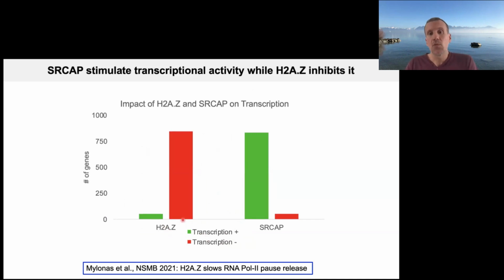And what you see is that indeed H2A.Z inhibits transcription of most genes, while SRCAP is actually stimulating the transcription of the genes. So all the genes that you saw downregulated in the first experiment of SRCAP loss were downregulated because SRCAP was lost, not because H2A.Z was lost. And so this impact of H2A.Z on transcription is well in line with this work from Laurie Boyes' lab, where they showed that if you deplete H2A.Z from cells, you actually accelerate RNA-2 post-release, so you increase the transcriptional output of a number of genes.